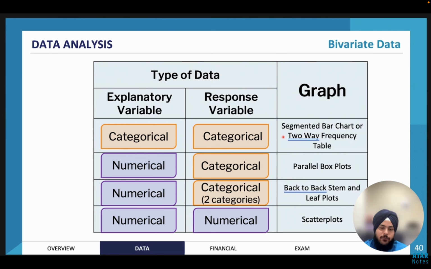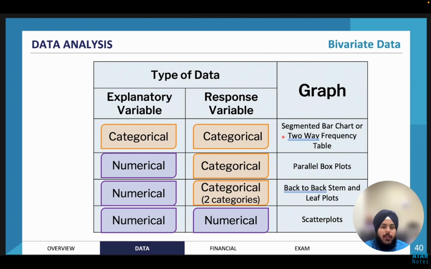Okay, so in terms of the representation of data, there are again multiple ways that we can represent bivariate data, depending on what type of variables we have. So if we have two categorical variables, we can represent it using a segmented bar chart or a two-way frequency table. If we have the explanatory variable being numerical and the response variable being categorical, we can use parallel box plots. If we have a numerical explanatory variable, but more than two categorical variables, we can use a back-to-back stem and leaf plot. And if we have two numerical variables, we can just use scatter plots.